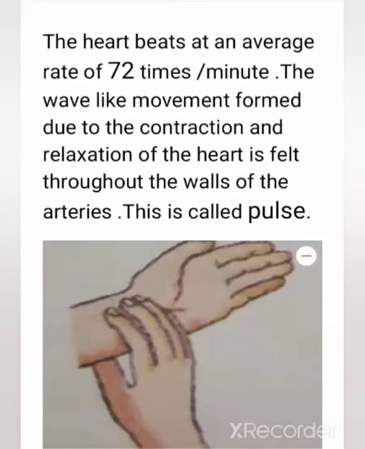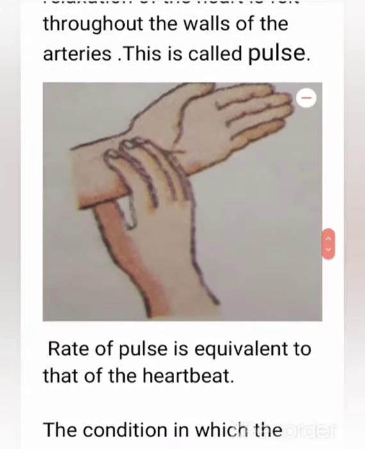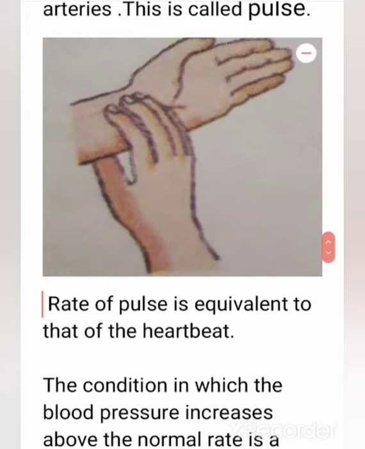The heart beats at an average rate of 72 times per minute. The wave-like movement formed due to the contraction and relaxation of the heart is felt throughout the walls of the arteries. This is called pulse. The wrist and both sides of the forehead are points on the body where we can feel the pulse. The rate of pulse is equal to that of the heartbeat.